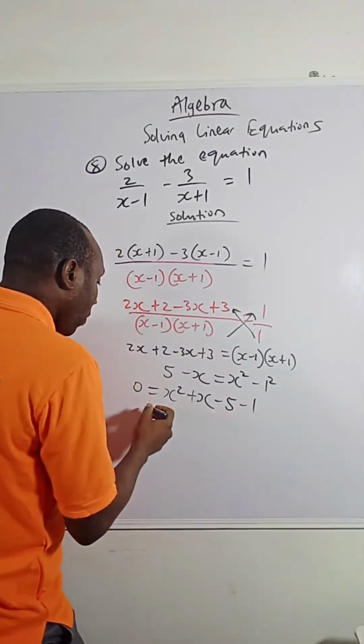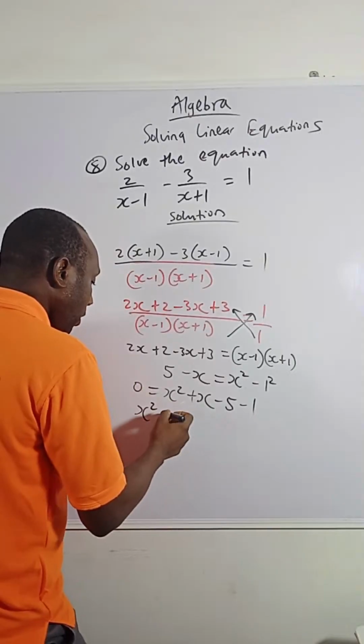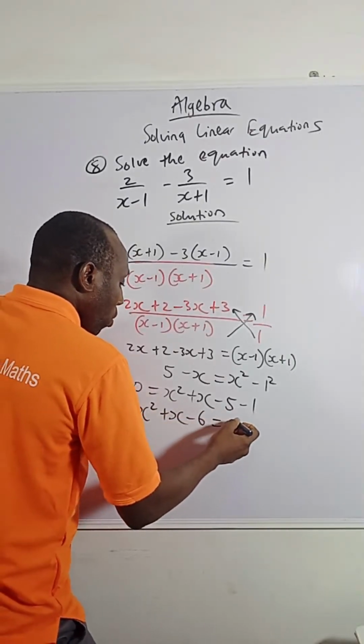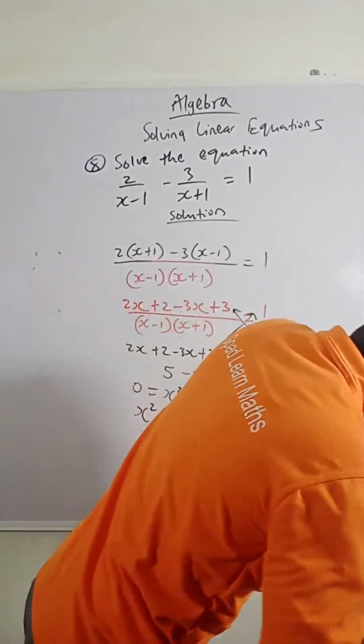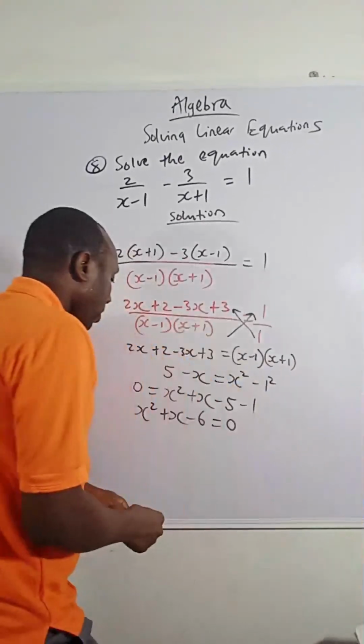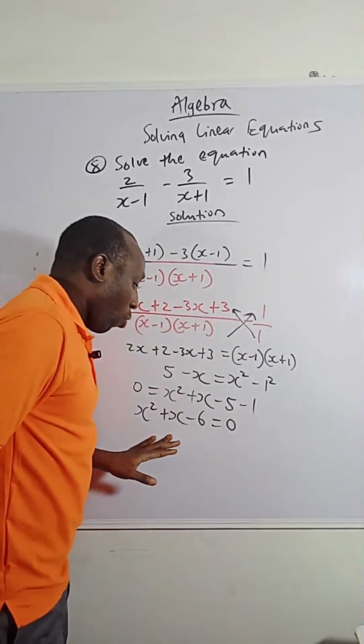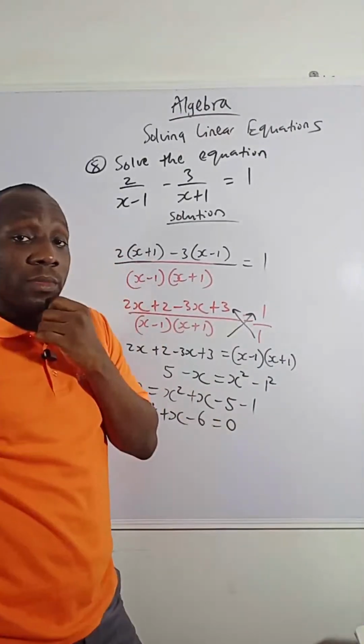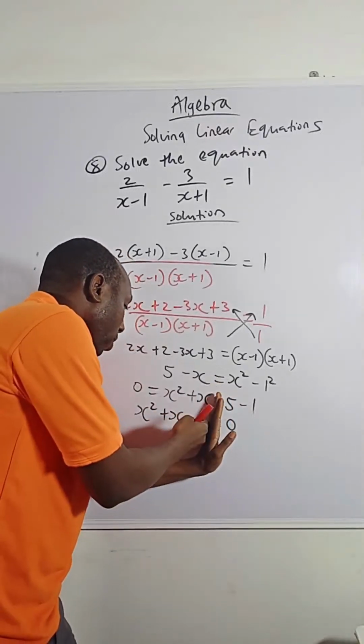So x squared plus x minus 5 minus 1 is minus 6, all is equal to 0. It's now time to factorize. So let's factorize this quadratic expression. We're just going to factorize this expression.